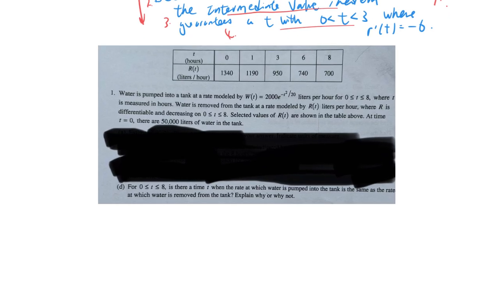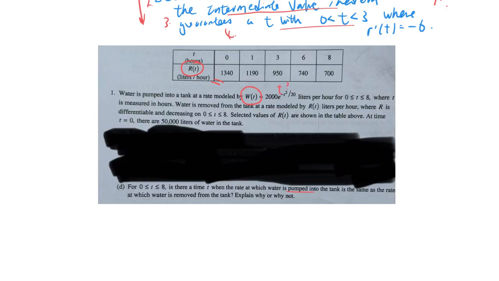over here. So here we have water is pumped into a tank for t between 0 and 8. Is there a time when the rate at which the water is pumped into the tank is the same as the rate at which water is removed from the tank? Basically, what this question is asking is, we're given some values of r, and the exact function of w, and we're asked, is there a point where these two functions are equal? So more specifically, the rate at which water is pumped into the tank is given by w, and the rate at which water is removed is given by r. So we want these two to be equal at some t.